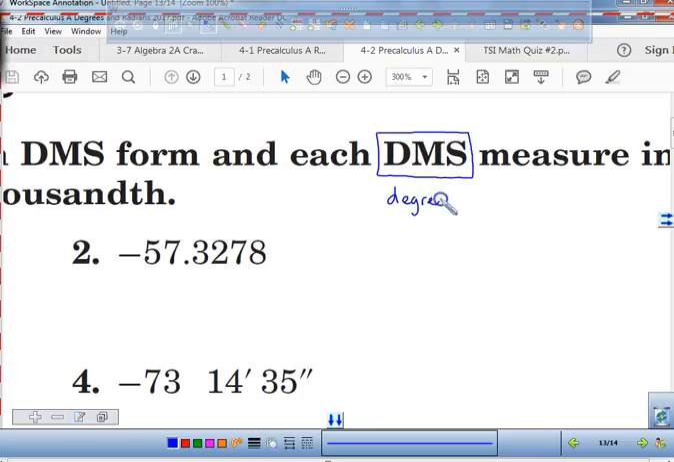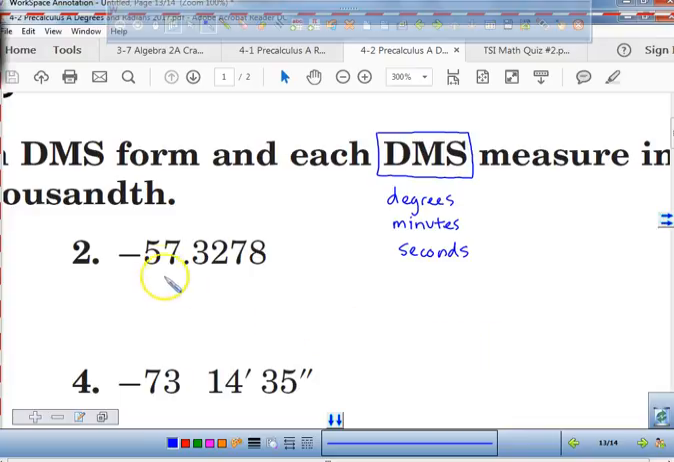Degrees, minutes, and seconds. Okay? By the way, DMS stands for degrees, minutes, and seconds. We're going to work on number 2 and number 4, and you're going to use those examples to work on numbers 1 and 3.